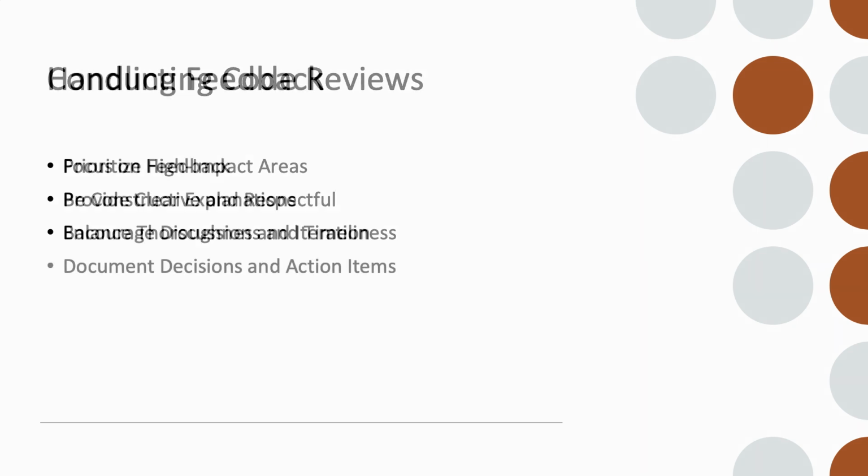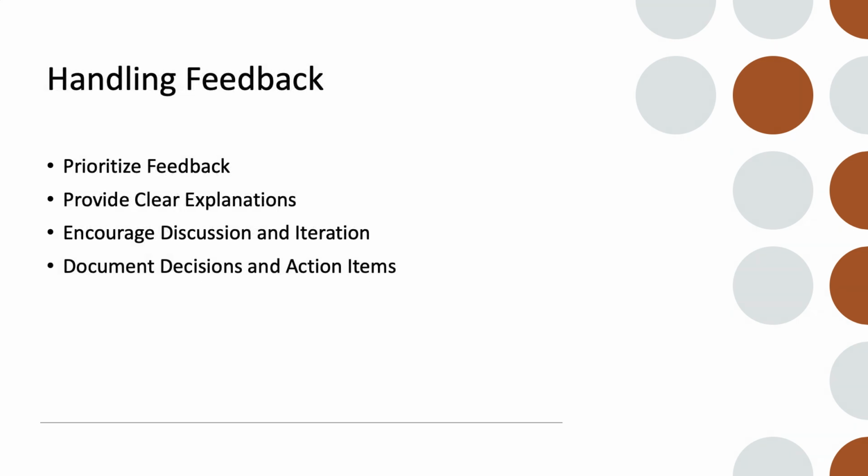Now, receiving feedback is an integral part of the code review process, and it is important for authors to approach it with an open mind and a willingness to learn and improve. So when prioritizing feedback, authors should focus on addressing critical issues that have the greatest impact on the code or the user experience.